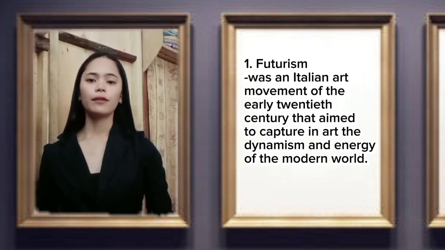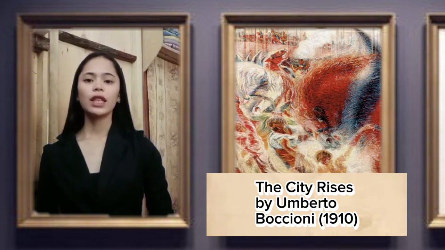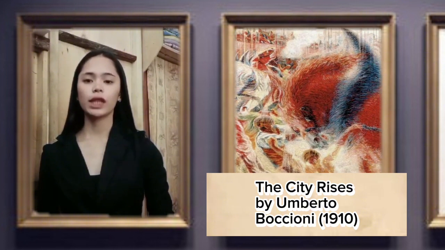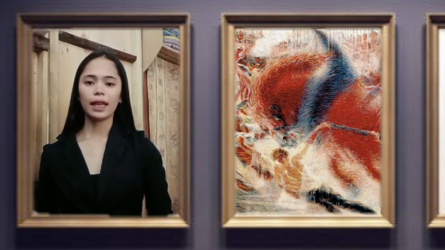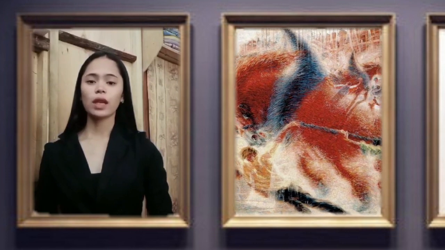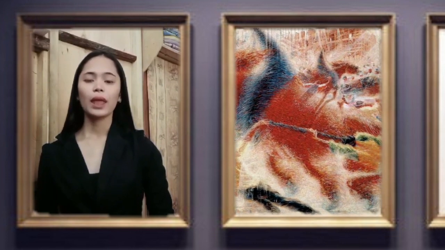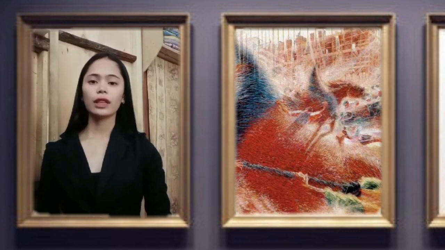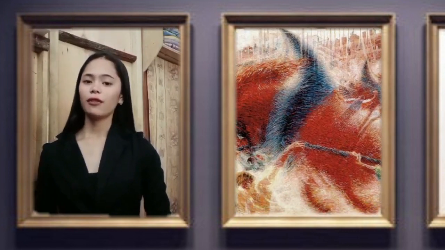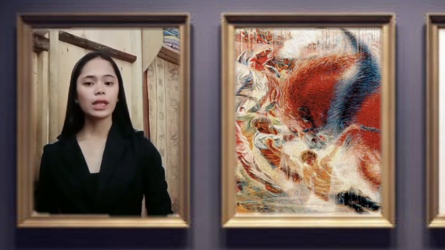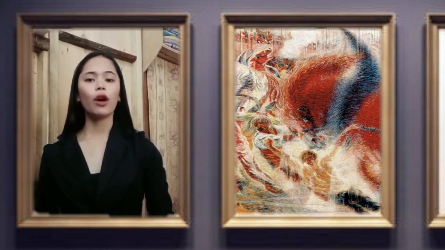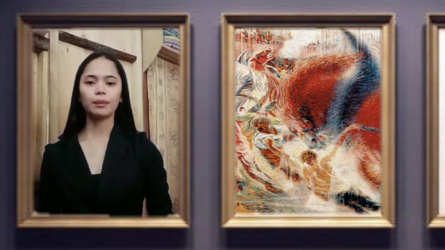One example of futurism art is The City Rises by Umberto Boccioni in 1910. The artist shows a modern city rising. There's a major building in construction in the background. In the foreground, we see the workers, some of whom are trying to overpower a horse. The whole scene is in motion. All the painting's subjects are blurred and fused together to create a sense of dynamism.